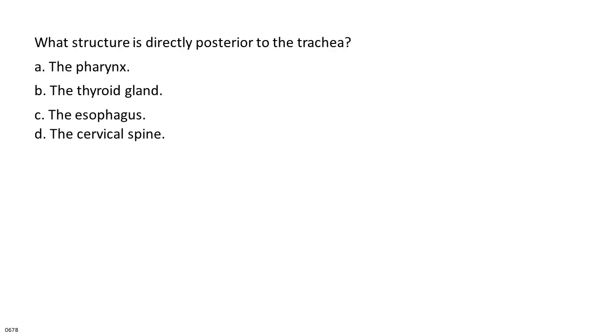What structure is directly posterior to the trachea? A. The pharynx. B. The thyroid gland. C. The esophagus. D. The cervical spine.